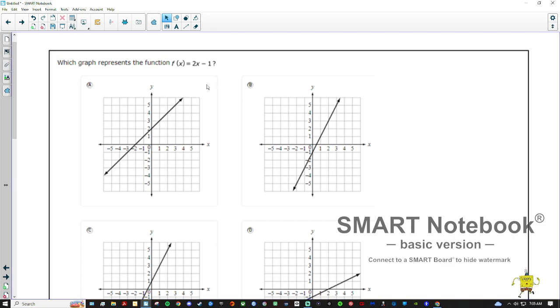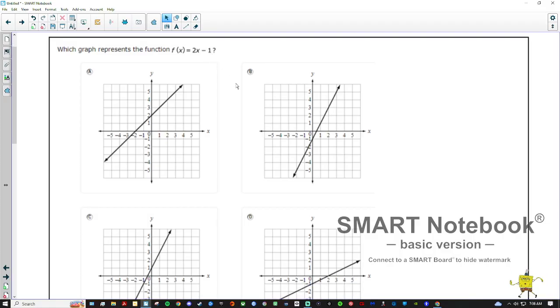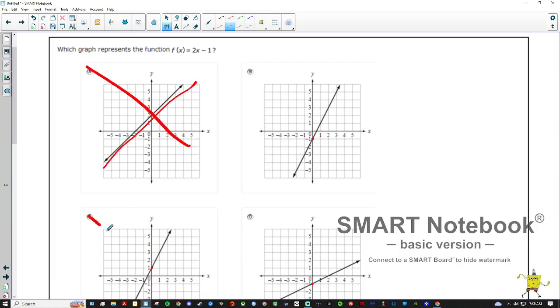Okay, which represents the function 2x minus 1? Well, 2 is our slope. Negative 1 is our intercept. So it has to be one that starts at negative 1. So this starts at negative 1, and this starts at negative 1. This starts at 2, so it can't be this one. This starts at 1, so it can't be C.